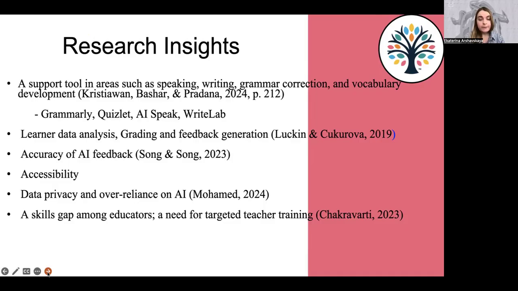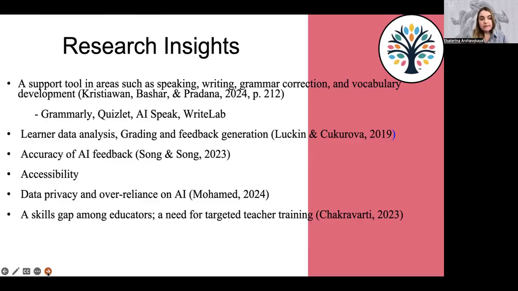And then if we give AI those more repetitive and boring tasks like grading or feedback, then teachers can devote more time to lesson design and material development, according to these researchers.